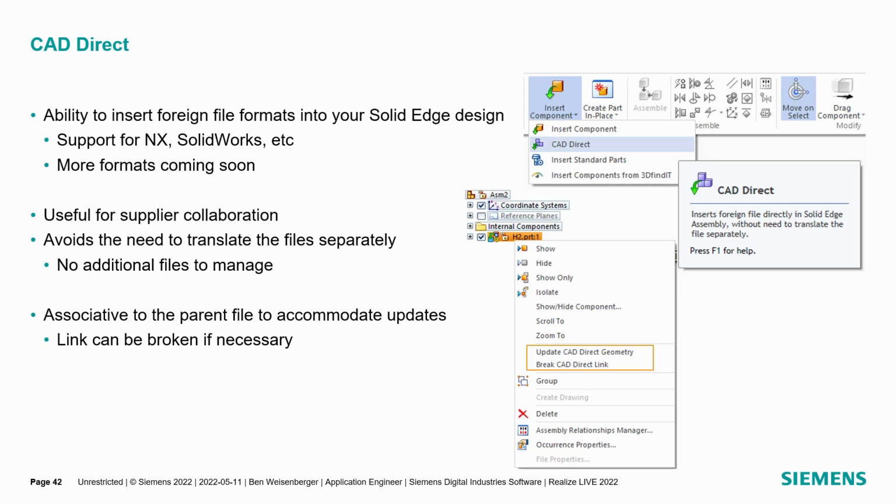Now, CAD Direct is really useful if one of our suppliers, for instance, uses a different CAD solution. We can just reference their data directly and use it in our designs without translation and without creating any extra files on disk. The link to the files is associative, so if they are changed by our supplier, we can update them in Solid Edge at the click of a button. If necessary, that link can be broken easily too.